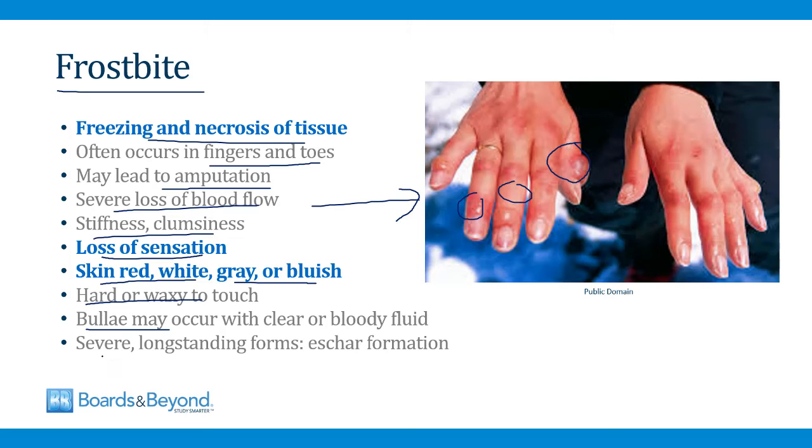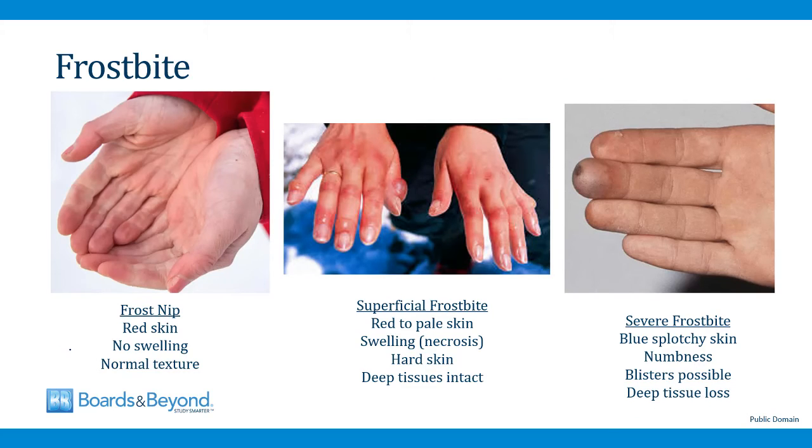And in patients who have severe, long-standing forms of frostbite, they can have eschar formation, which means black necrotic tissue develops in their fingers or toes. So here's a summary slide of some of the changes that can happen in the hands and feet when patients are exposed to the cold.